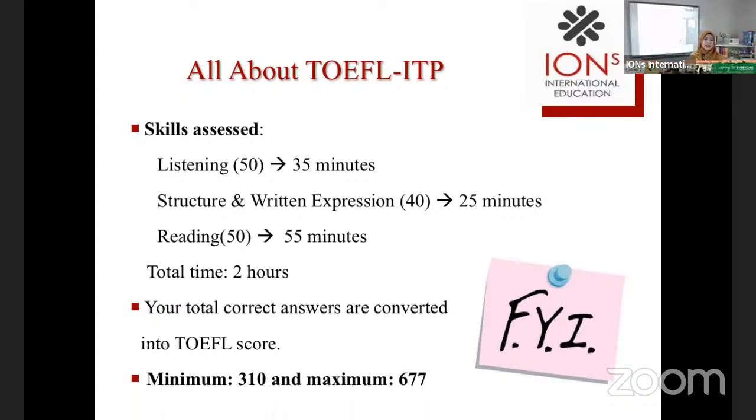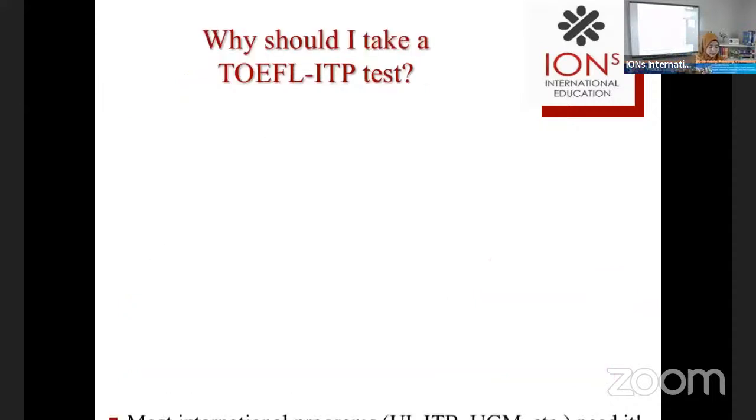Kemudian, this one is the score range. Jadi, range-nya berapa Miss skornya? Ya, minimum is 310. This is the minimum score for TOEFL ITP test. 310, kemudian maximum yang paling bagus, if you got it all correct, so your score will be 677. Okay, jadi paling rendah, minimum is 310. Maximum is 677.